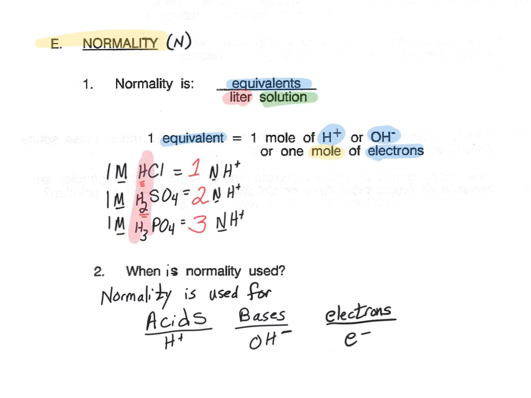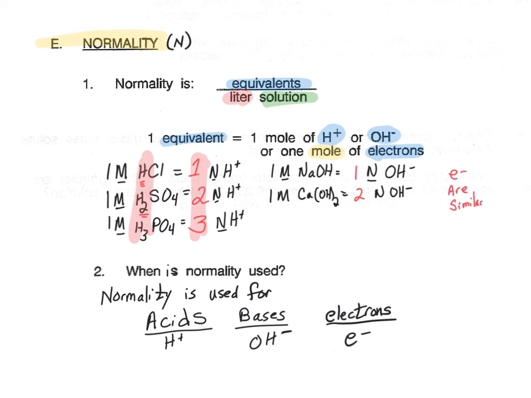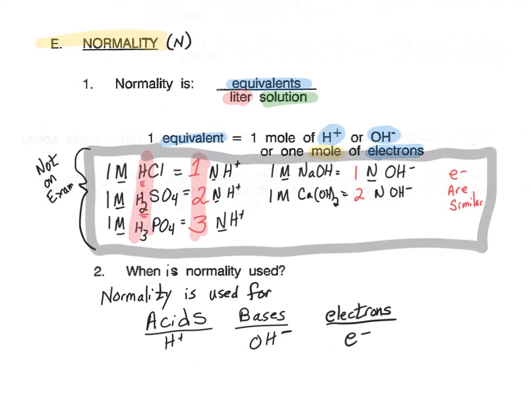And then we can look at the hydroxides. So for our bases, we see that 1 molar sodium hydroxide will be 1 normal in hydroxide, and 1 molar calcium hydroxide will be 2 normal in hydroxide. And then we could do something similar for the number of electrons. It depends on the charge of the ions. We're not going to do it. I just want you to get an idea of how normality works. And as a reminder, we will do no calculations with these 3 types of concentration. So no calculations for ppm, no calculations for molality, and no calculations for normality in this class.